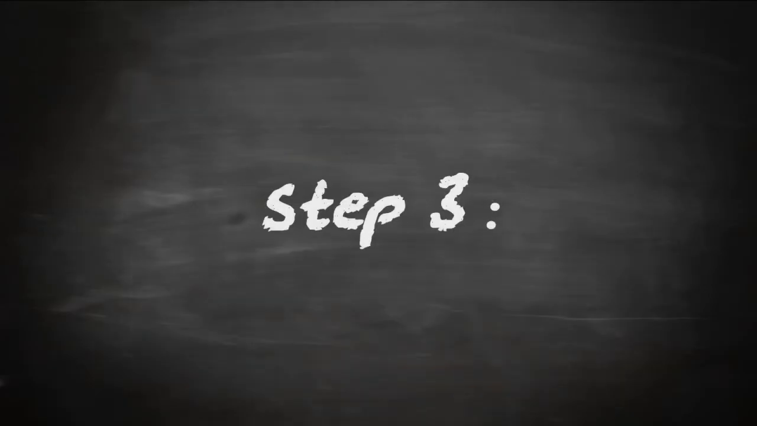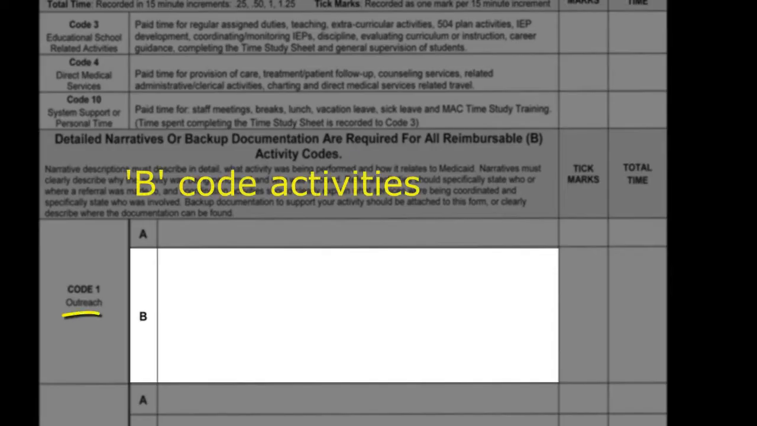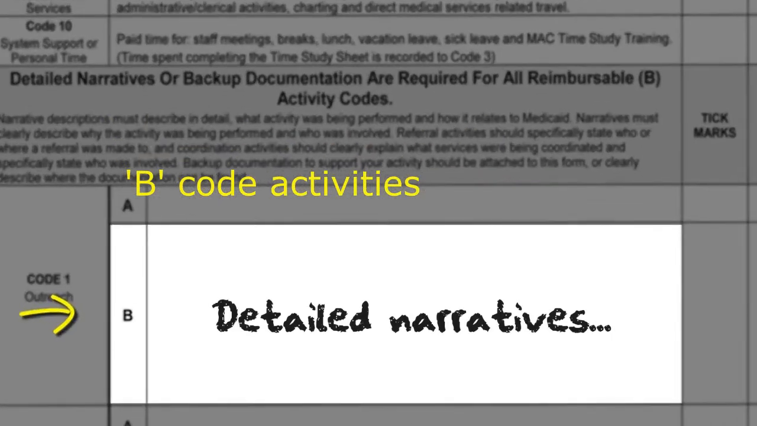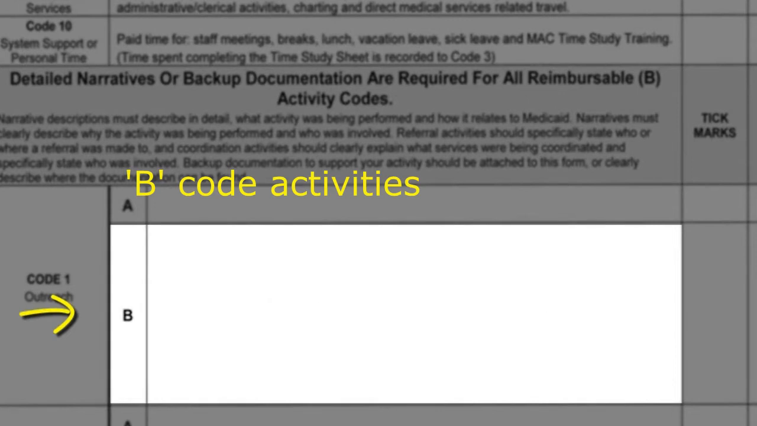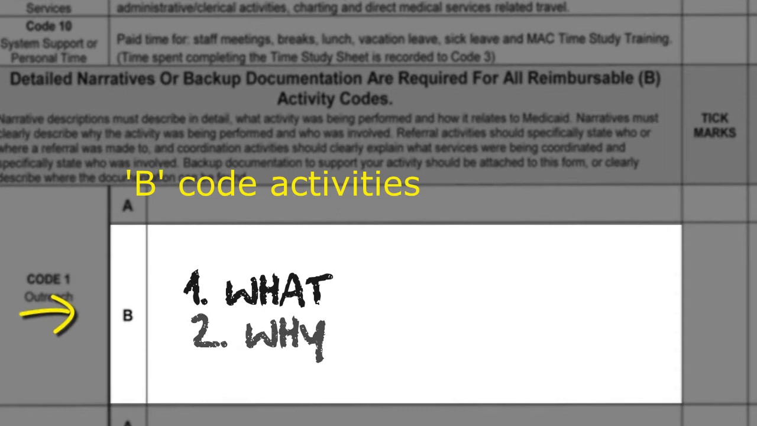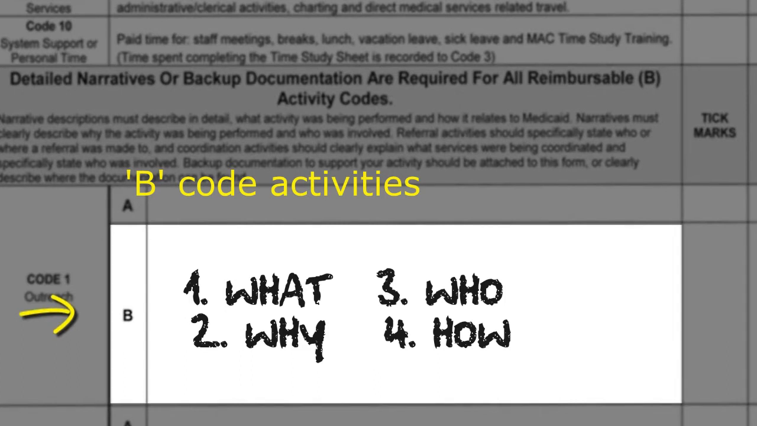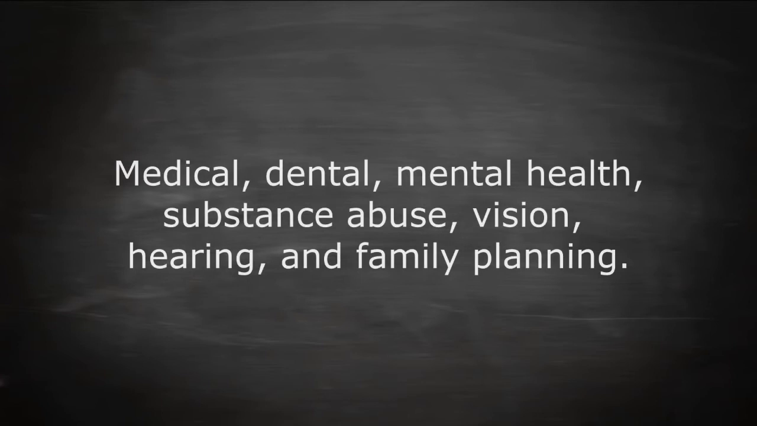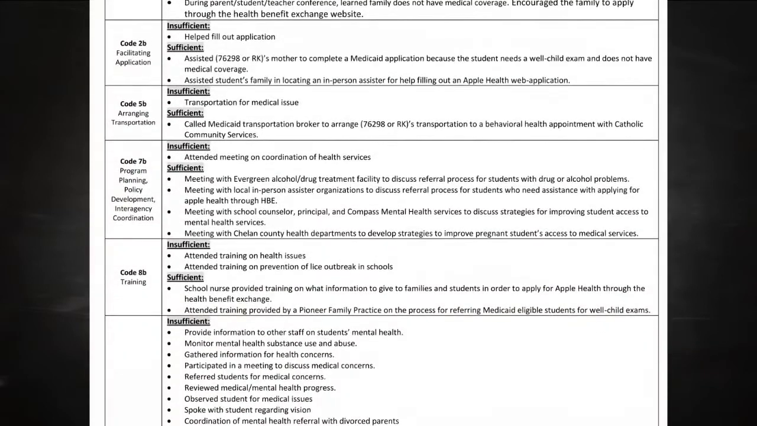Continuing on to Step 3. It's important. All B code activities require detailed narratives. These narratives must describe 1. What you are doing, 2. Why you are doing it, 3. Who you are doing it for, and 4. How the activity relates to Medicaid or Medicaid-covered service: medical, dental, mental health, substance abuse, vision or hearing, family planning. Additional narrative tips.